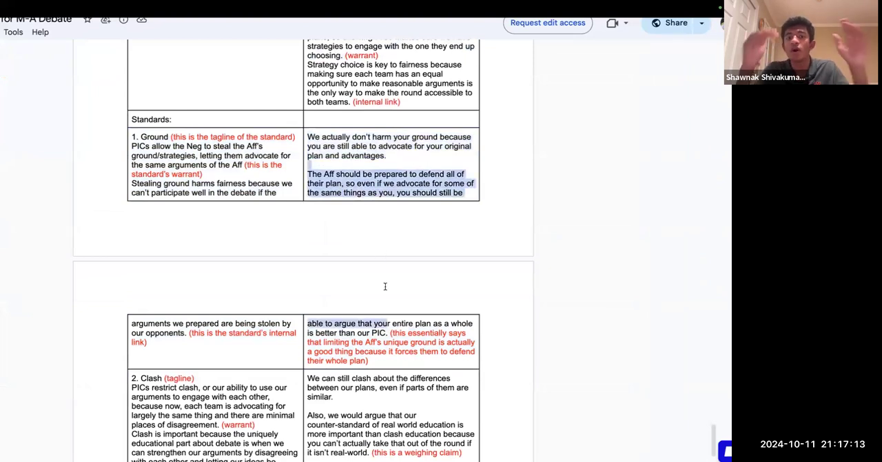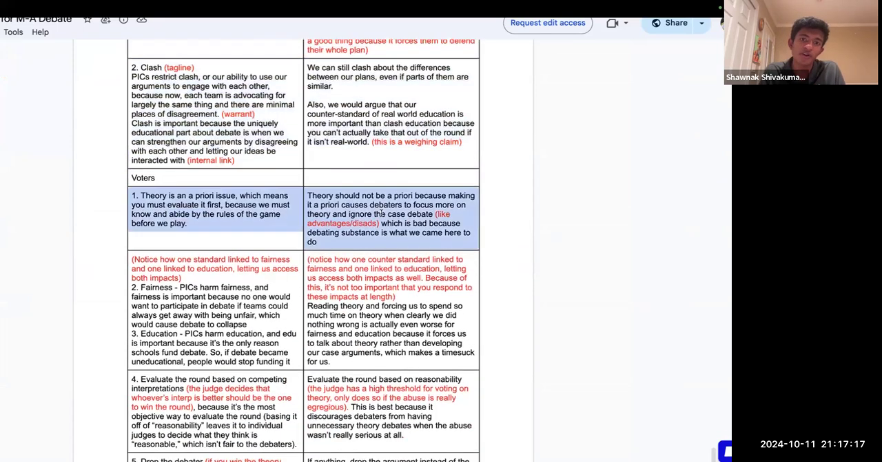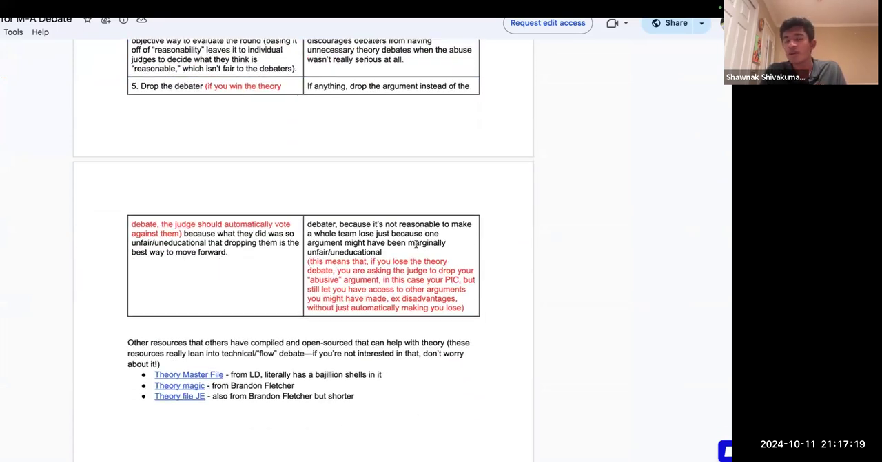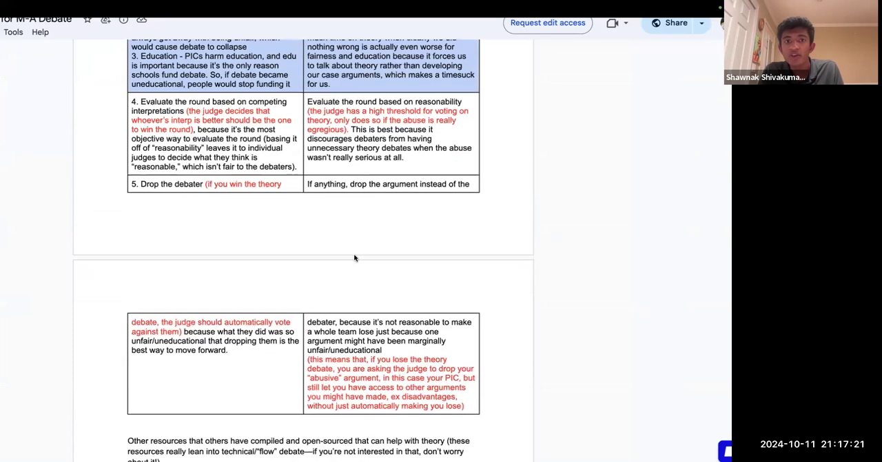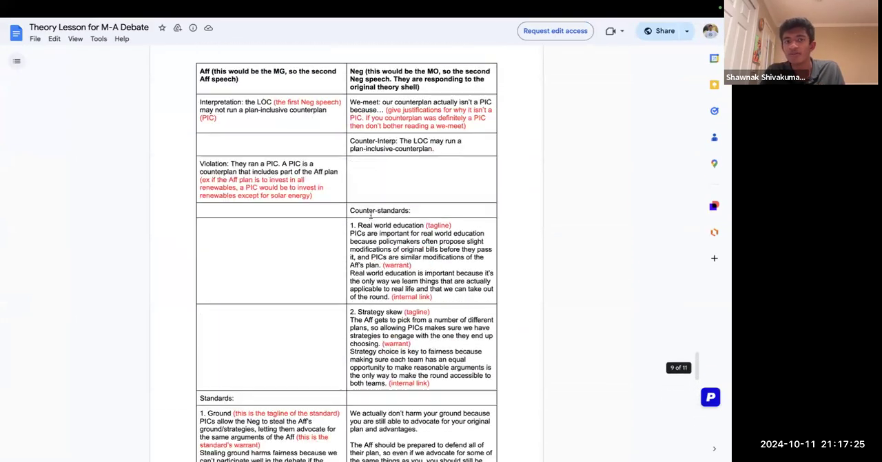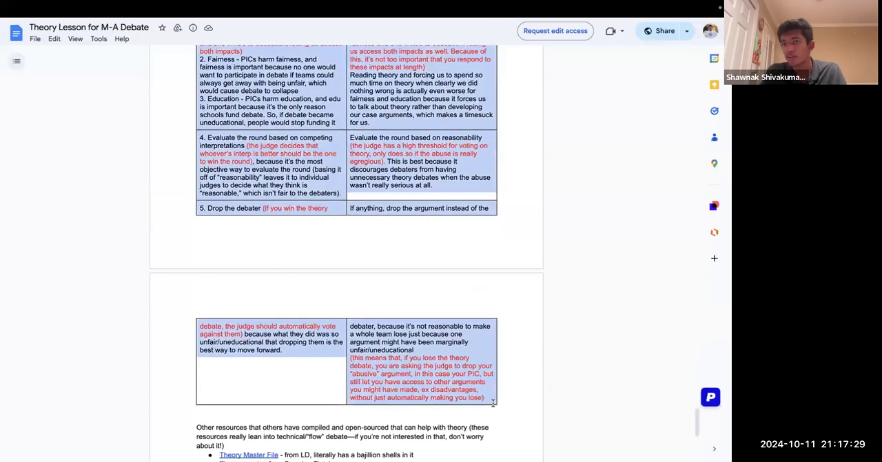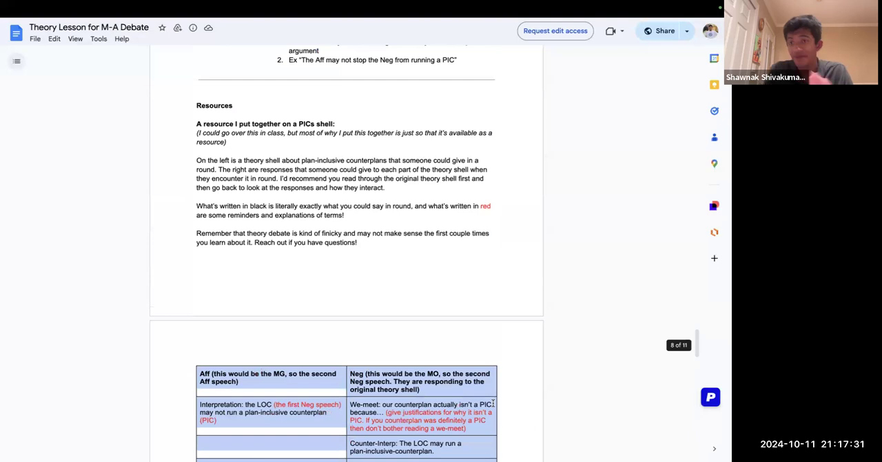The AF should be prepared to defend all of the plan. Then respond to clash. Then respond to the voters. Then respond to whatever. Most of the time you can just agree, and then you'd read an RVI. Okay? So that's an example of a theory shell and a response to a theory shell. Now, responses are just general questions on theory.